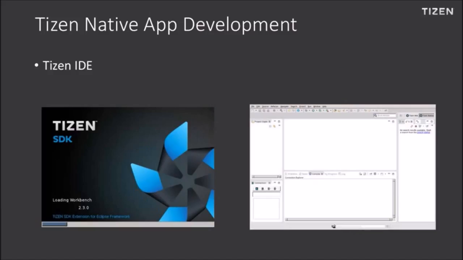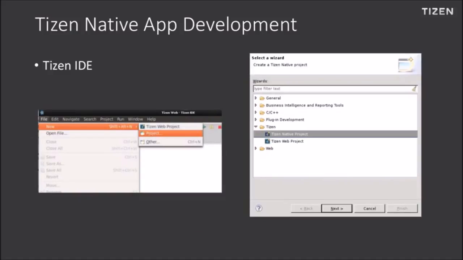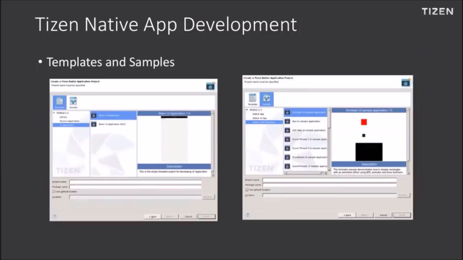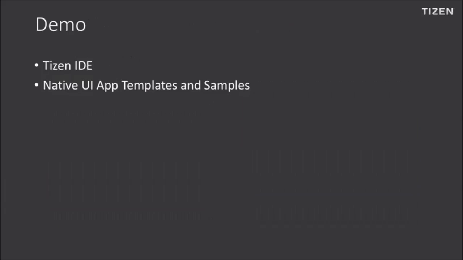The first step of writing Tizen native applications is to run Tizen IDE. Then create a Tizen native project. You will get some templates and samples. Now, I will have a demo for the Tizen IDE and briefly overview the Tizen native UI app templates and samples.